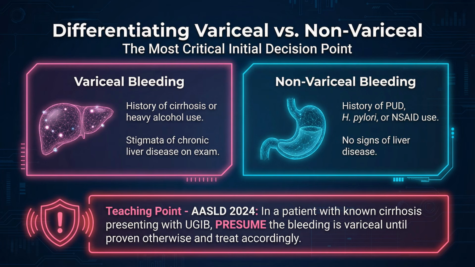The 2024 AASLD guidelines provide a critical teaching point. In a patient with known cirrhosis who presents with an upper GI bleed, you must presume the bleeding is variceal until proven otherwise and begin treatment accordingly.